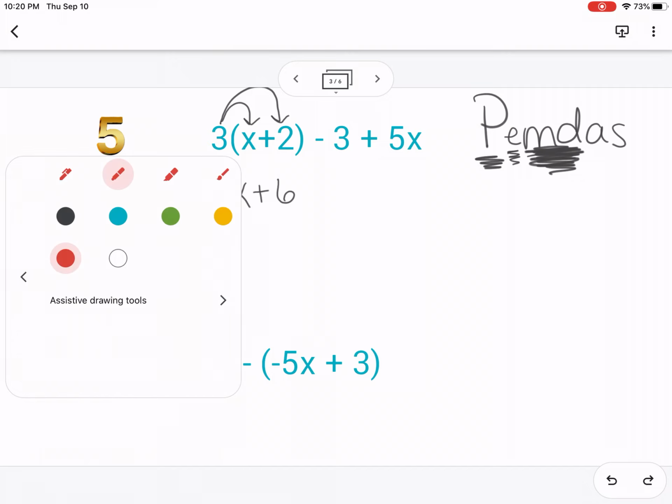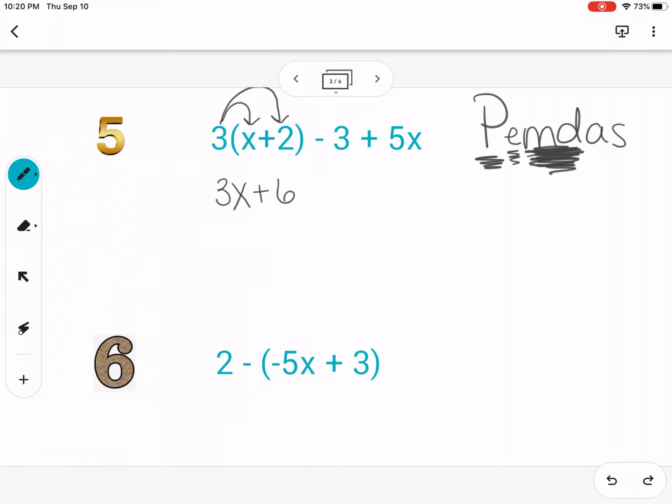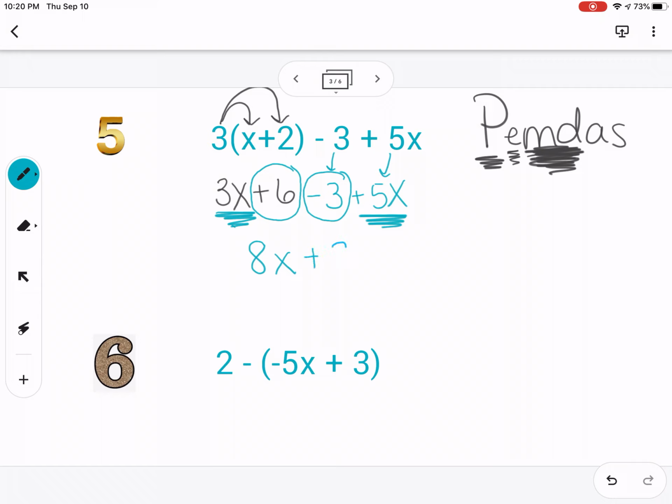So now I'm just going to bring that stuff down. So I'm going to bring down the minus 3. I'm going to bring down the plus 5x. Now I'm going to continue the problem by combining like terms. I'm going to start with my variables. 3x plus 5x is 8x. Then I'm going to look at my constants. So I have that plus 6 and that minus 3. So plus 6 and minus 3 is positive 3. Final answer.